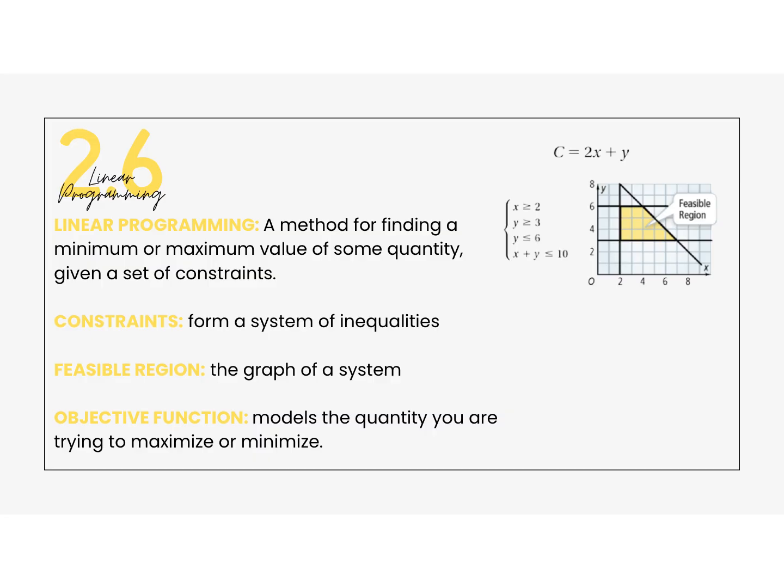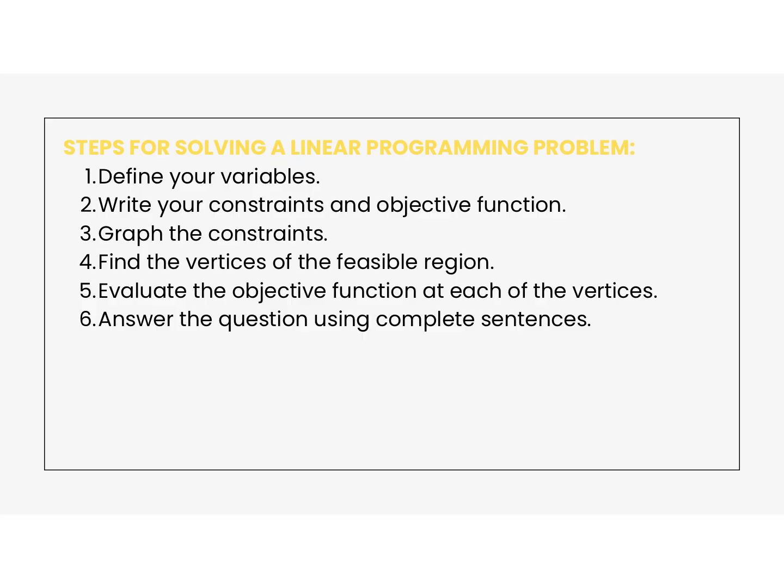The feasible region is the graph of the system, just like we did in 2.5 where we graphed these inequalities. And then the objective function, which you see up here, models the quantity you're trying to maximize or minimize. And that's how we're going to actually answer the problem. So again, this may seem like a lot at first, but we'll walk through it.